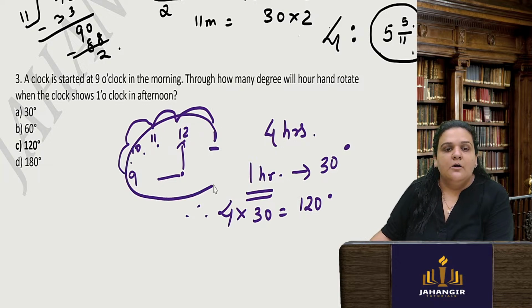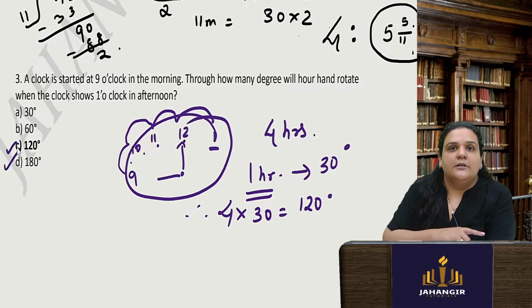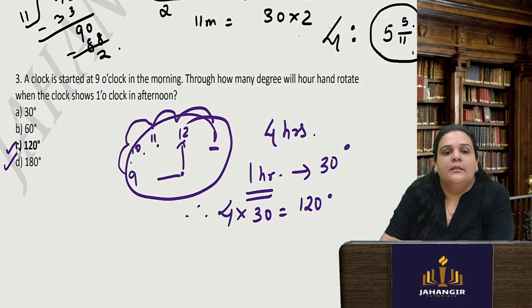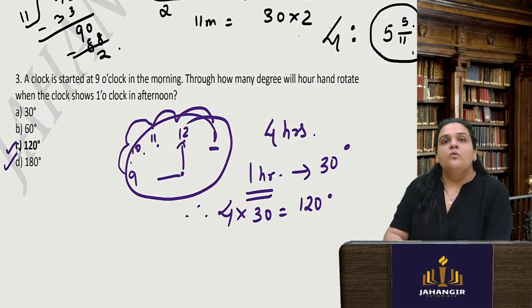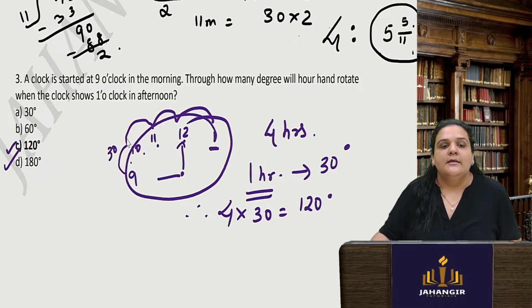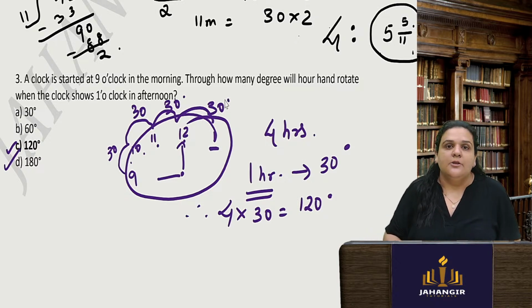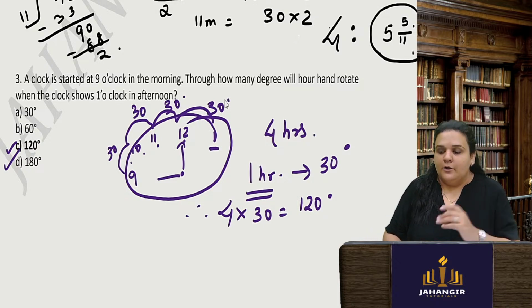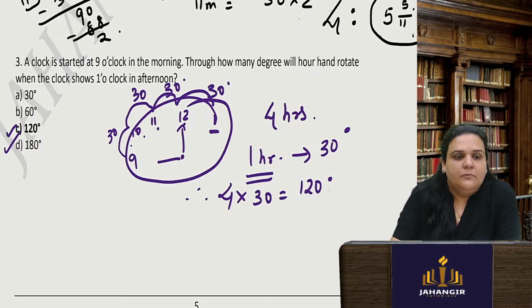There will be 120 degrees in the clock which started from 9 and has gone until 1 o'clock in the afternoon. Through how many degrees has it rotated? Through 120 degrees, because there is 30 degrees in 1 hour space. So 30 into 4 hours, 120 degrees. Correct answer.